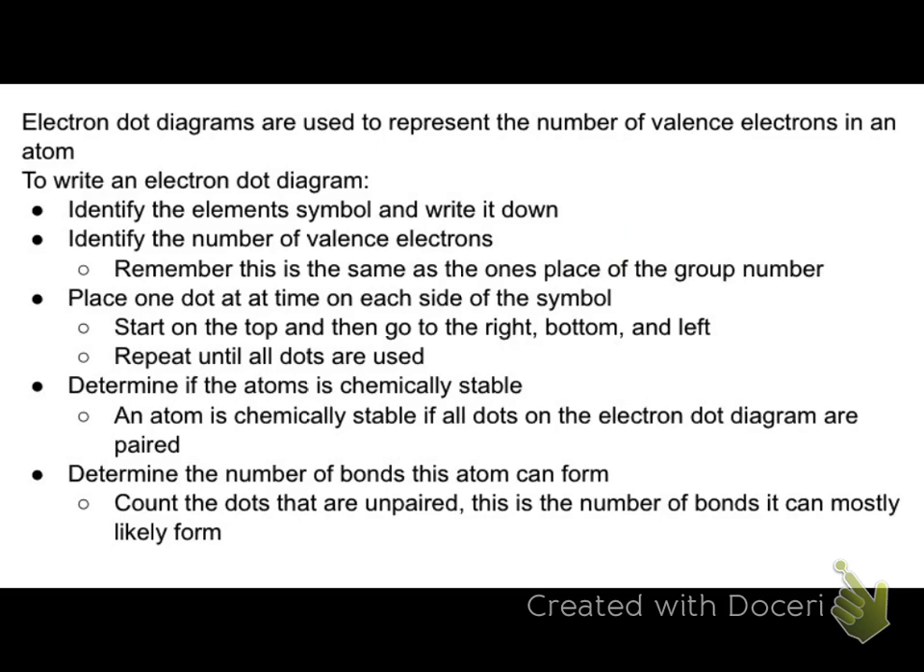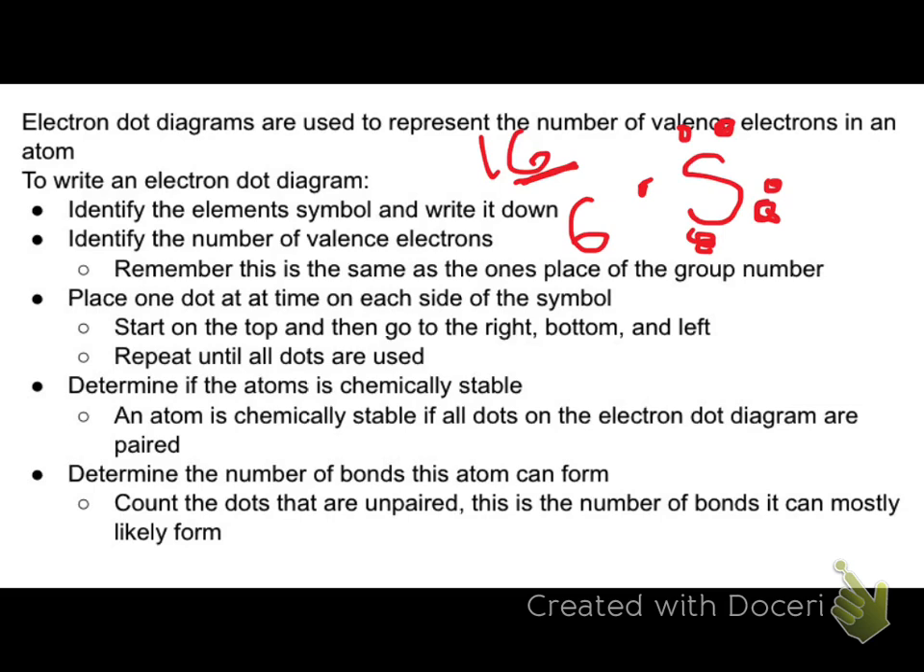All right, let's try again. This time we're going to do sulfur. What group is sulfur in? It is in 16, which means it has how many valence electrons? 6. So we're going to go ahead and draw those dots one at a time. 1, 2, 3, 4. And since we've now gone all the way around, we'll go back and pair up for 5 and 6. So, is this atom stable?